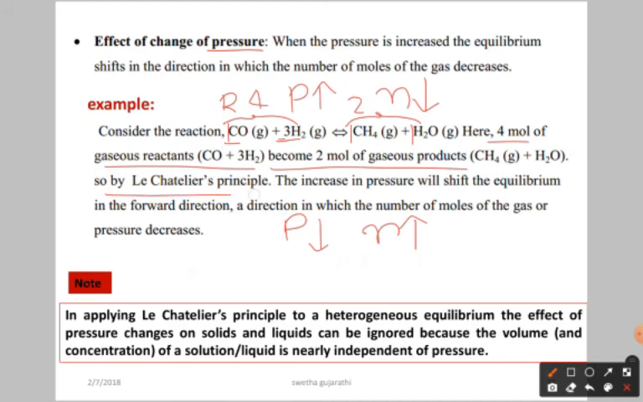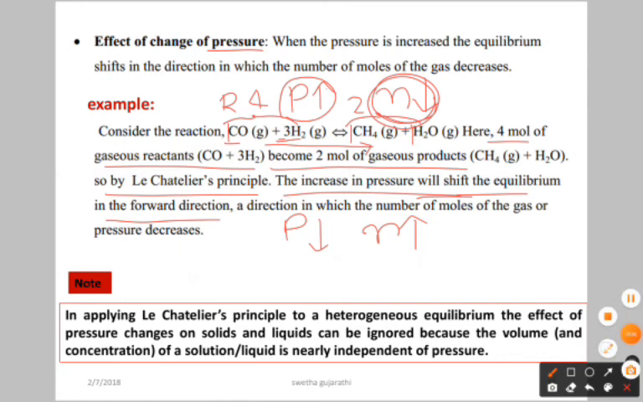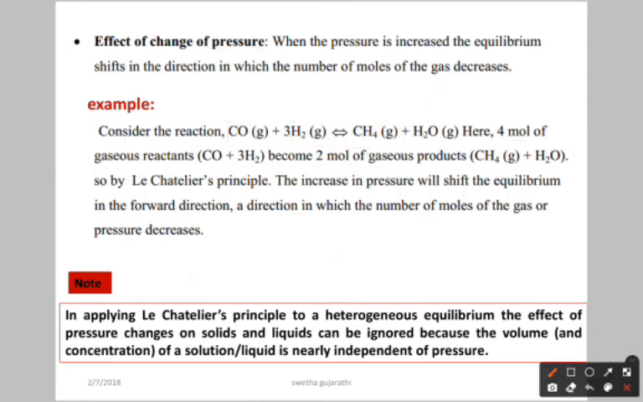So, Le Chatelier's principle: the increase in pressure will shift the equilibrium in the forward direction. Why? Because once the pressure increases, the equilibrium shifts in the direction where the number of moles decreases, and here the number of moles goes from 4 to 2. So when I increase the pressure, the number of moles has to decrease.